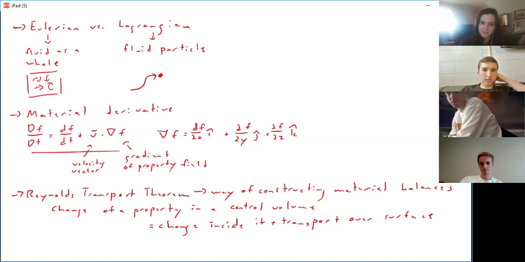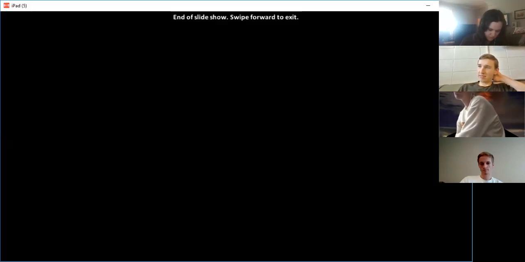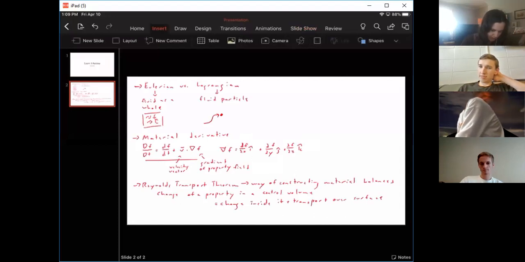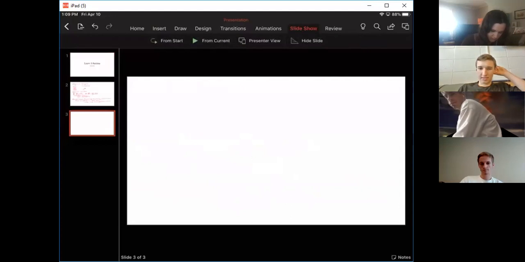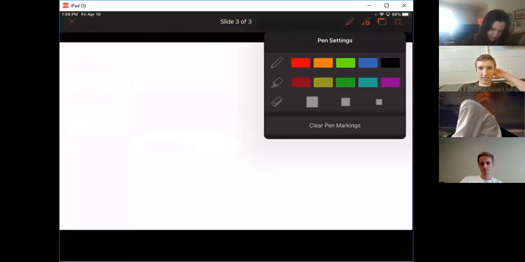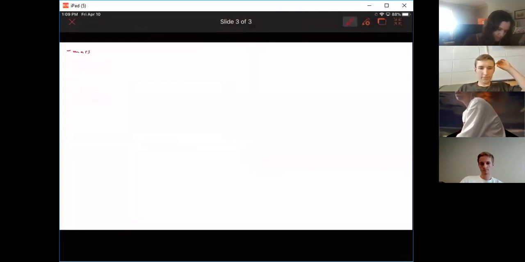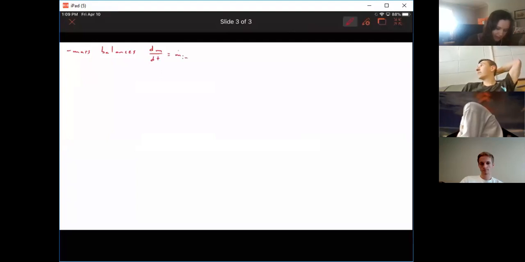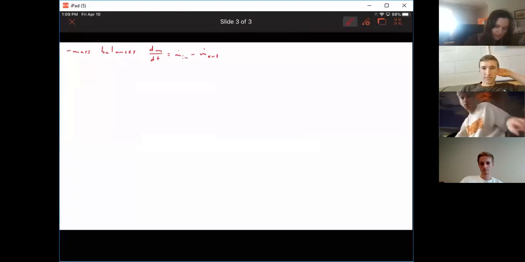And the actual problems we did, what we spent the most time on and cared about, was doing first mass balances and then momentum balances. Okay, so let's talk about that. So mass balances are essentially dm/dt is equal to m dot in minus m dot out. And we did a problem in class and a problem on the homework all about solving these problems.